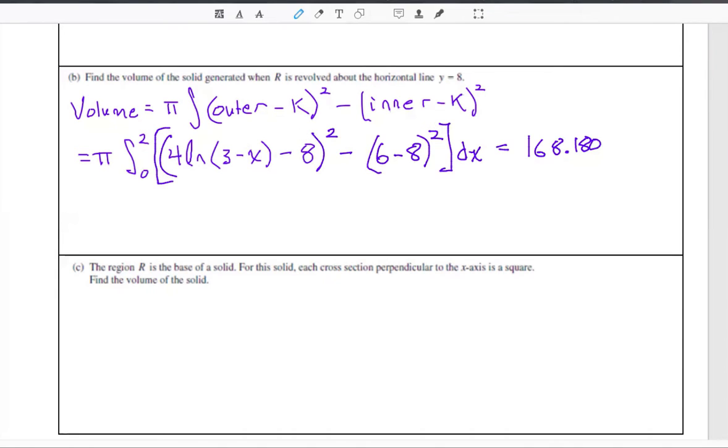Wait, no. So I got the same thing, except I got it negative. What do you think the problem was? You did inner minus outer. You switched these two values. But I would still get the same answer. It wouldn't matter. I don't know. I feel like that would be different.